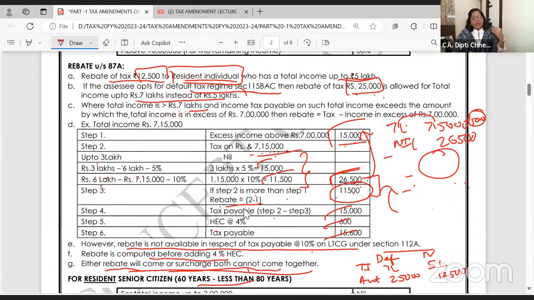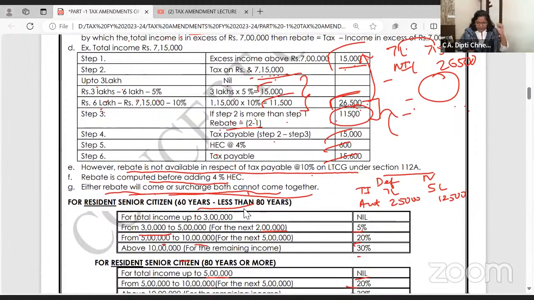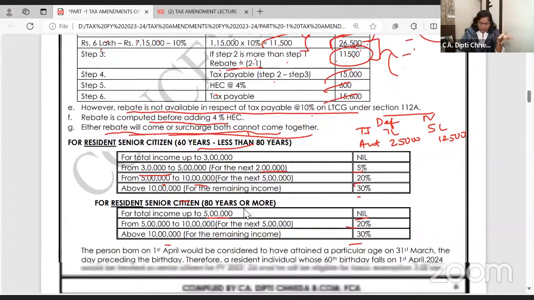I hope you digest one thing completely: the rebate is deducted first, and on the balance tax you will add 4% cess. Surcharge you add first and then cess. Clear to all of you? Right. So that's the concept of rebate.